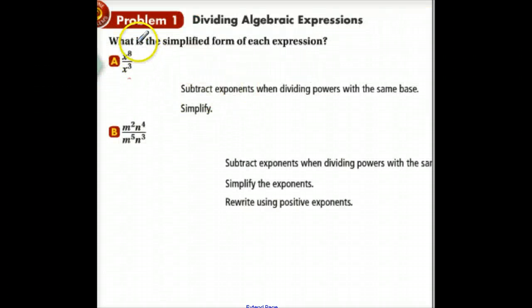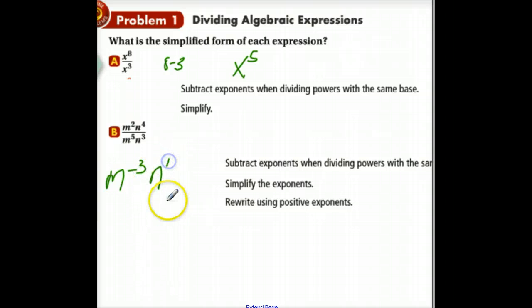Alright, here I have x to the 8th divided by x to the 3rd. Notice I have the same base, which is x, so I'm just going to subtract 8 minus 3. I get x to the 5th power. Same thing in b, m to the 2nd divided by m to the 5th. Well, 2 minus 5 is m to the negative 3rd power. And n to the 4th divided by n to the 3rd, I do 4 minus 3. And I get n to the 1st power.